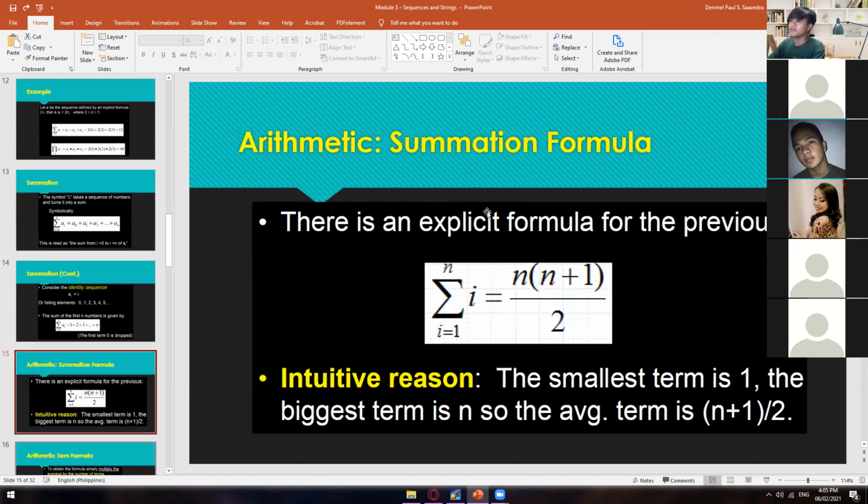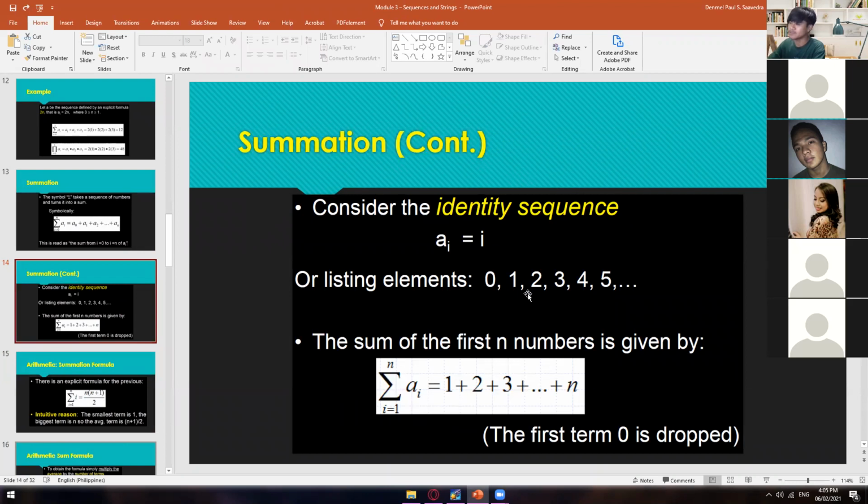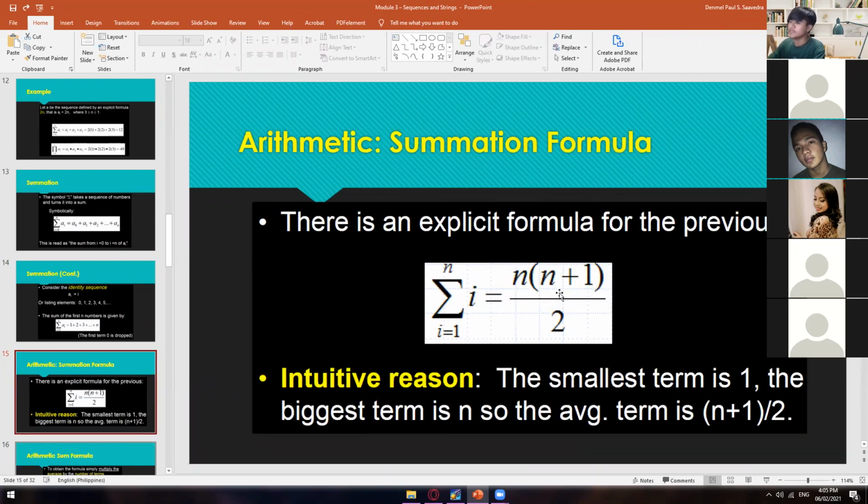All right, so we have here the arithmetic summation formula. There is actually an explicit formula for the previous example, like this one, getting the summation from 0, 1, 2, 3, 4, 5. So you can use this formula to obtain the summation of that summation. You can use this one as long as your lower limit is starting from 1. But if it's not starting with 1 anymore, like it's starting with 5, 20, 25, or any other number other than 1, then there is another formula for that one. But if it's starting with 1, then you can use this one.